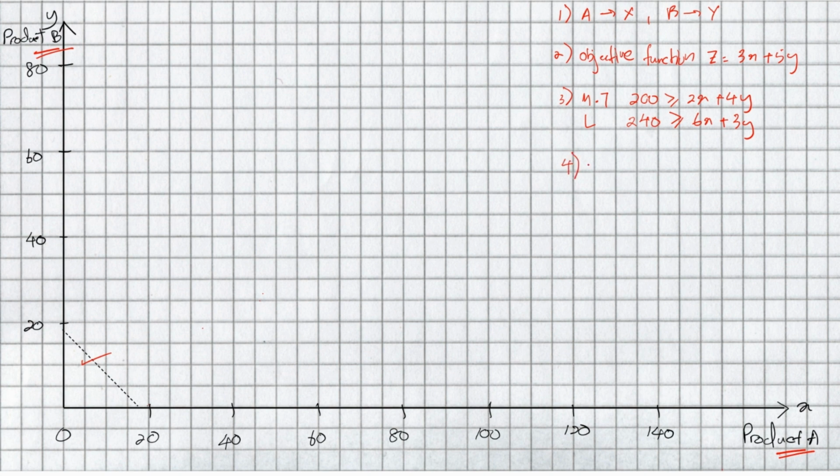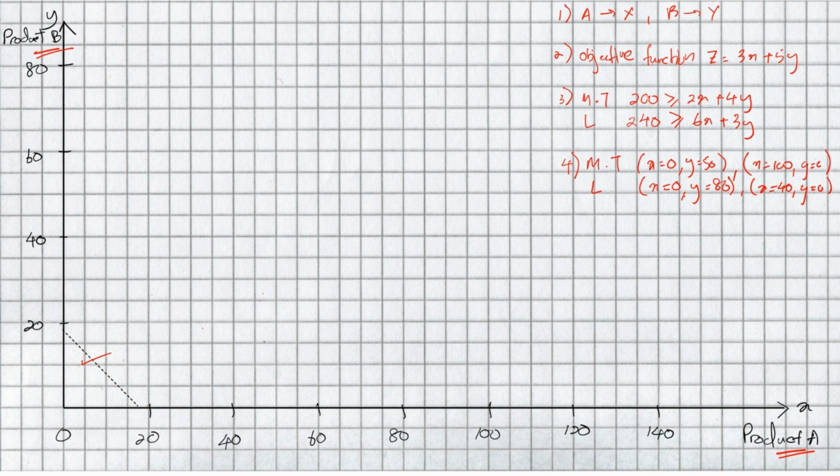The fourth step is to identify 2 points for each constraint function. For material T, the 2 points are: when x is 0, y is 50, and the second point is when x is 100, y is 0. For labor, when x is 0, y is 80. The second point is when x is 40, y is 0. Now using these points, we can draw the lines for each constraint.